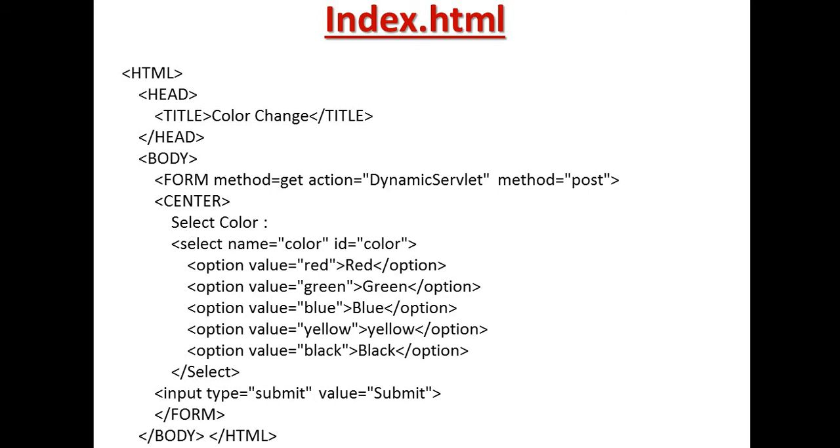So here name equal to color, id equal to color, and we have added some different colors: red, green, blue, yellow, and black, and we have one button. So while we are running the program at runtime, we click on the button, and the color of the page will be changed at that runtime.